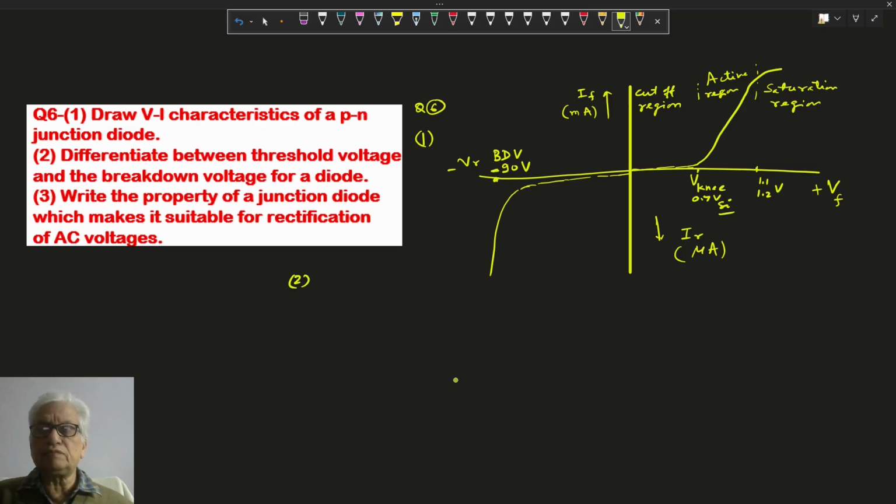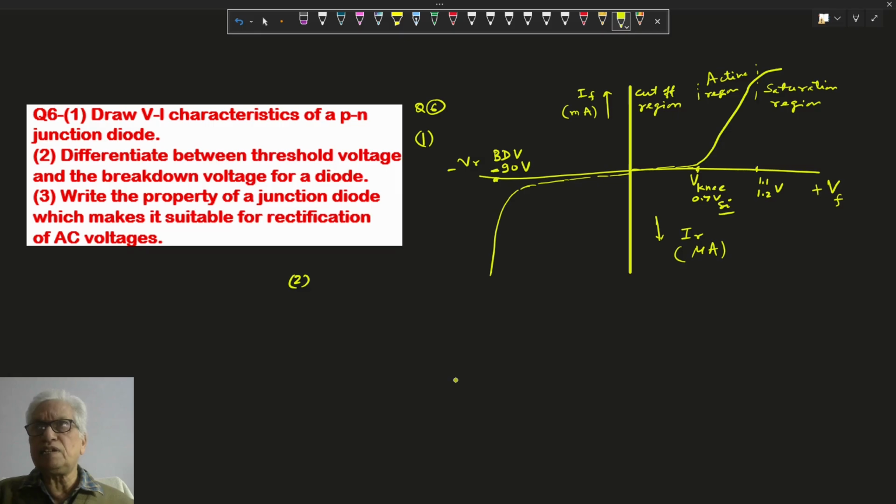Because when the battery voltage is more than 0.7 volt, equal to the barrier voltage, then the depletion is roughly stopped. Even if you increase a little bit voltage, current in forward biasing increases sharply. So this voltage is called knee voltage or threshold voltage.